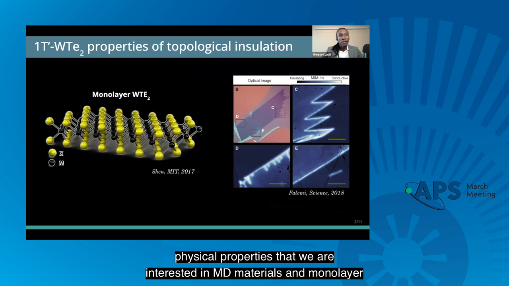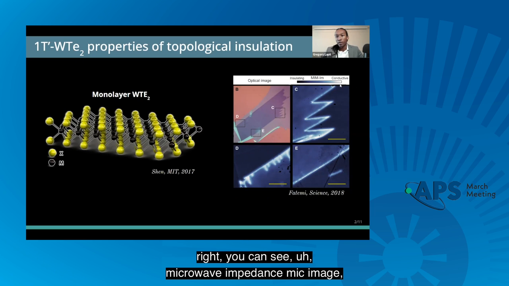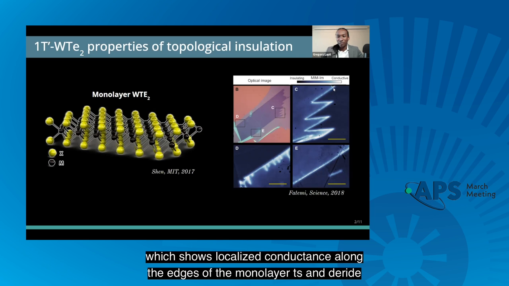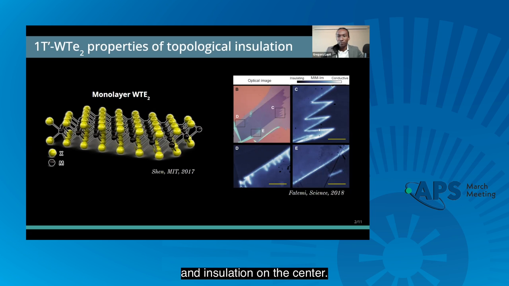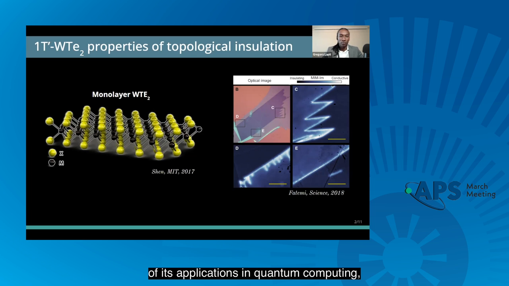TMD materials and monolayer tungsten ditelluride exhibit properties of topological insulation. On the figure here on the right, you can see a microwave impedance microscopy image, which shows localized conductance along the edges of the monolayer tungsten ditelluride and insulation on the center. This is evidence of a topological insulator, and we're interested in it because of its applications in quantum computing.